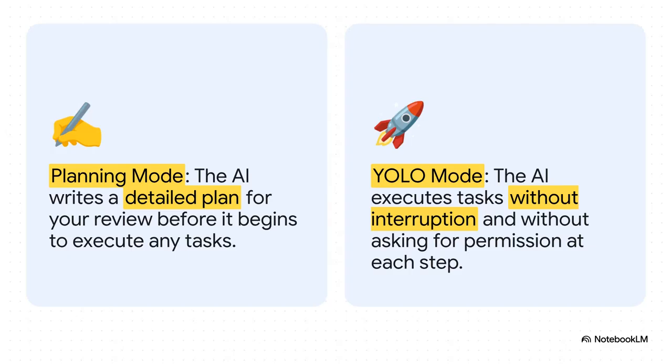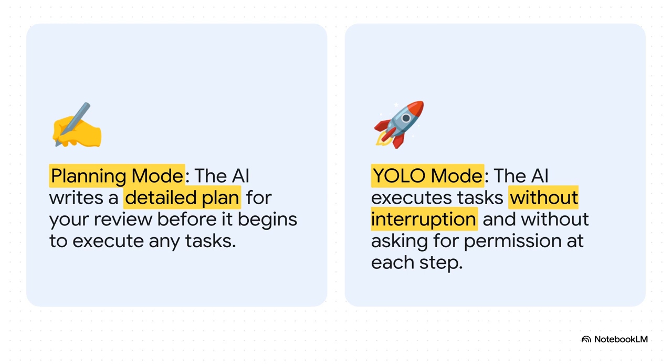On one hand, you've got planning mode. This is like your thoughtful architect. It lays out a detailed, step-by-step plan for you to approve before it touches a single line of code. Perfect for those big, complex features. And then, you've got YOLO mode, which is exactly what it sounds like. For simpler tasks, it just goes, executing without stopping for permission.